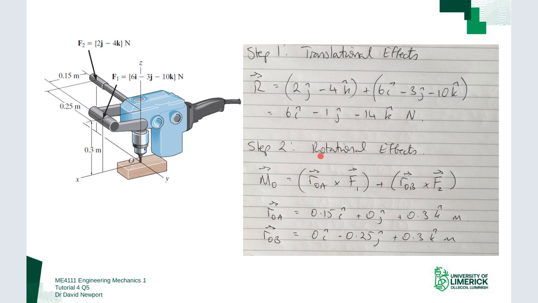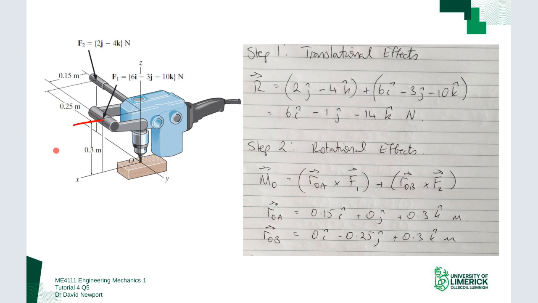Step 2 then, as we've had previously, is the rotational effects. So now we're taking moments. We first of all do a check: neither of these are couples, so we've got to take moments. And because it's a 3D problem, we simply use the vector cross product. So we have, again in vector notation, the moment about point O, the rotational effects caused by these two forces. We first of all take F1.